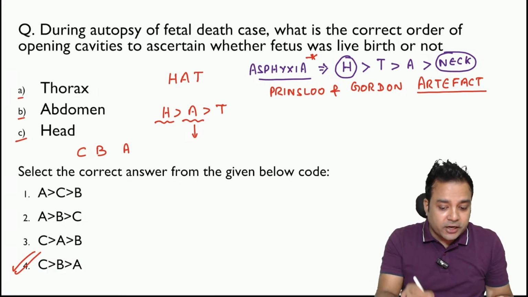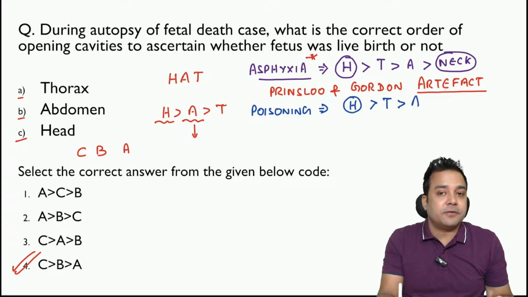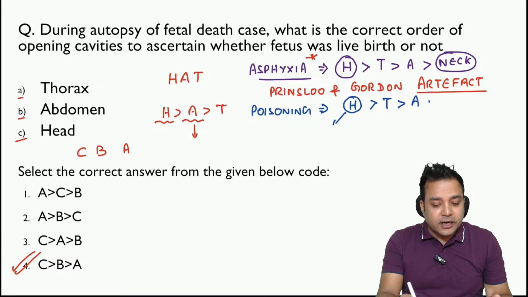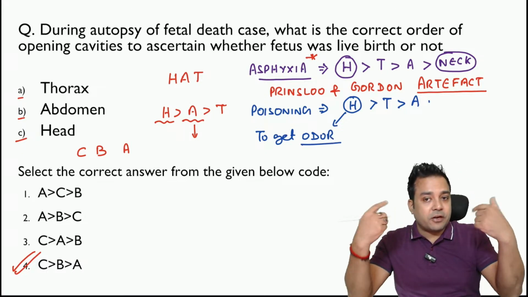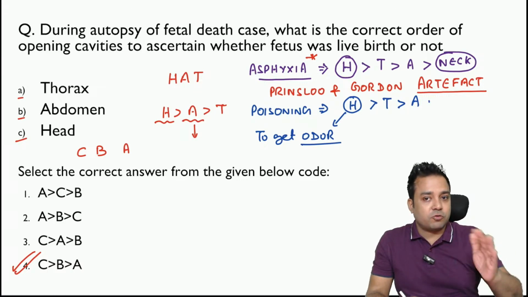Then which is the body cavity to be opened first in poisoning cases? Here also the head is opened first, followed by the thorax, followed by the abdomen. Why is the head opened first? To get the odor of the poison. Because the skull is a closed cavity, the odor or smell of the poison is nicely contained there. I hope this topic is no more troublesome now.